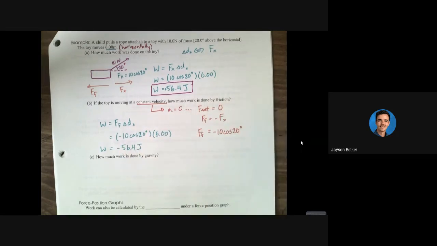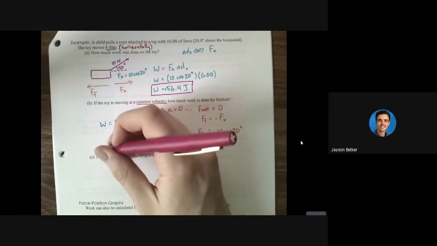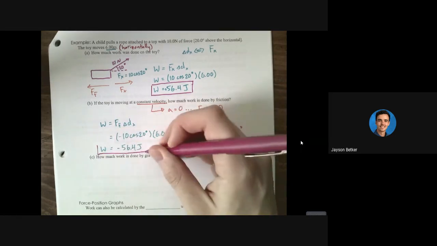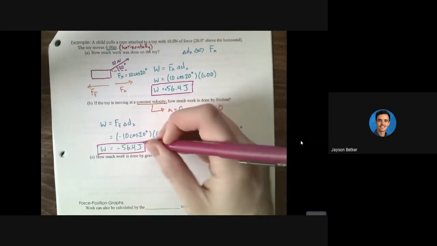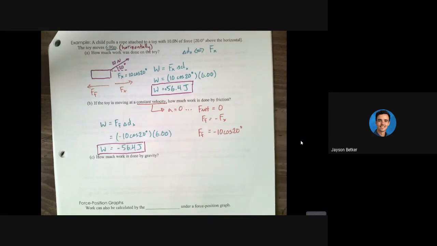So if that object is not accelerating, that means that the energy gained because of the movement is equal and opposite to the energy lost because of friction. So they're equal and opposite, canceling each other out.